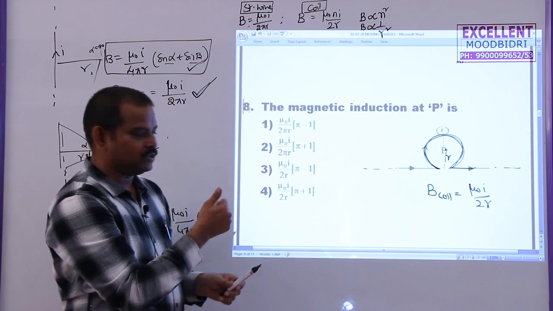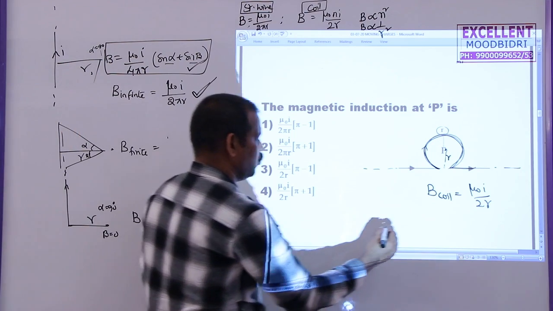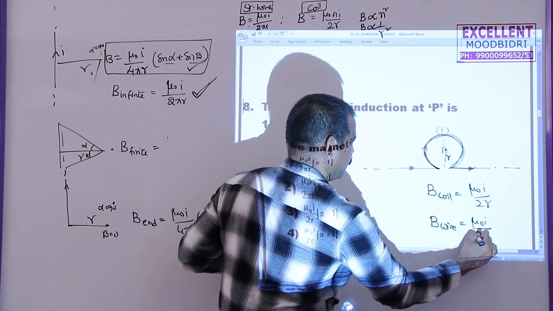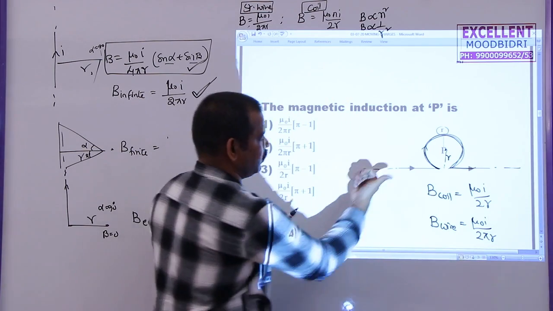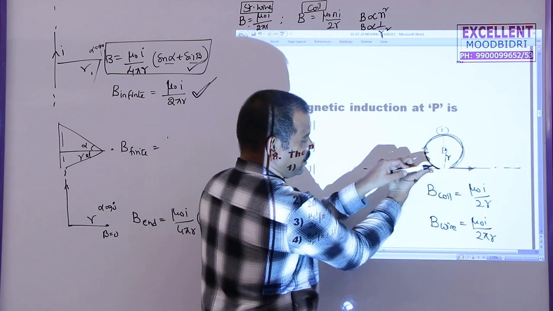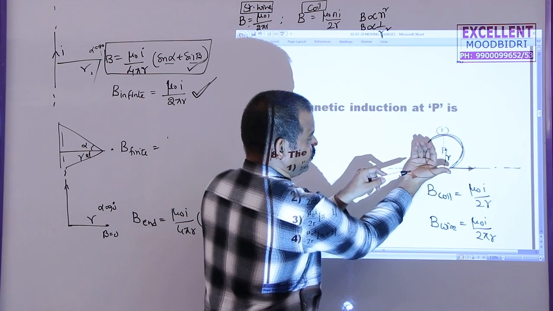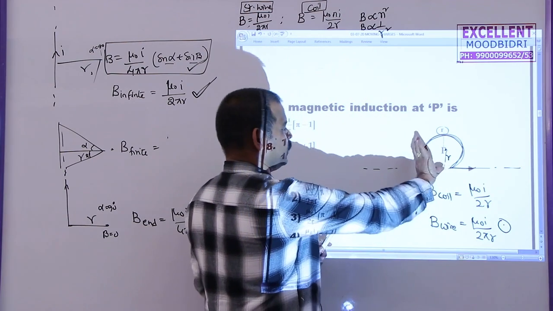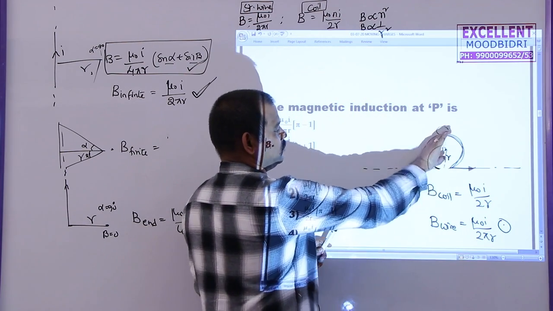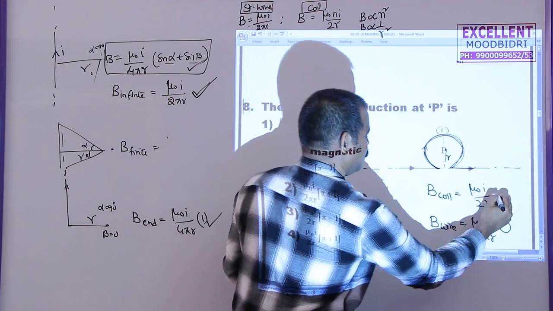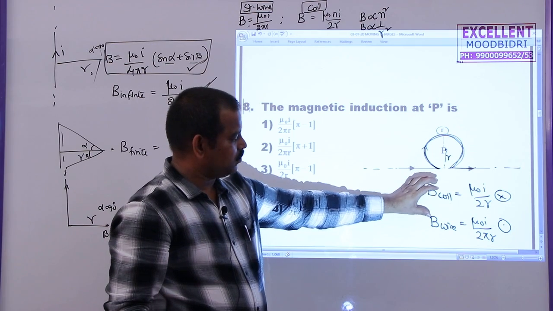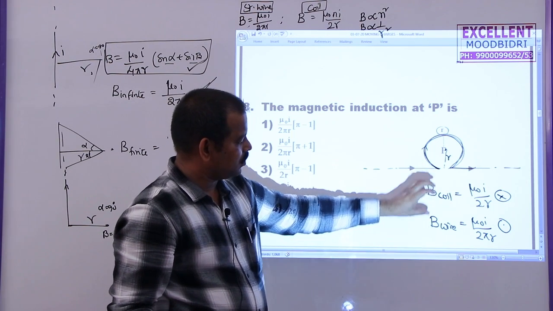Now what are the directions of B coil and B wire? B due to wire is mu naught I by 2 pi r. For this straight current, this is the current, and the field is acting outwards. But for this circular coil, as the current is flowing in this direction, the field is into the plane. So one field is acting outwards, one field is acting into.